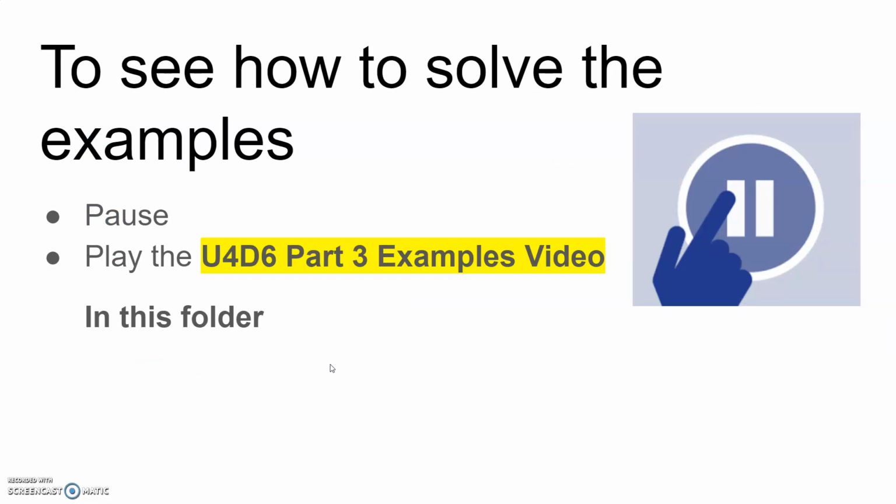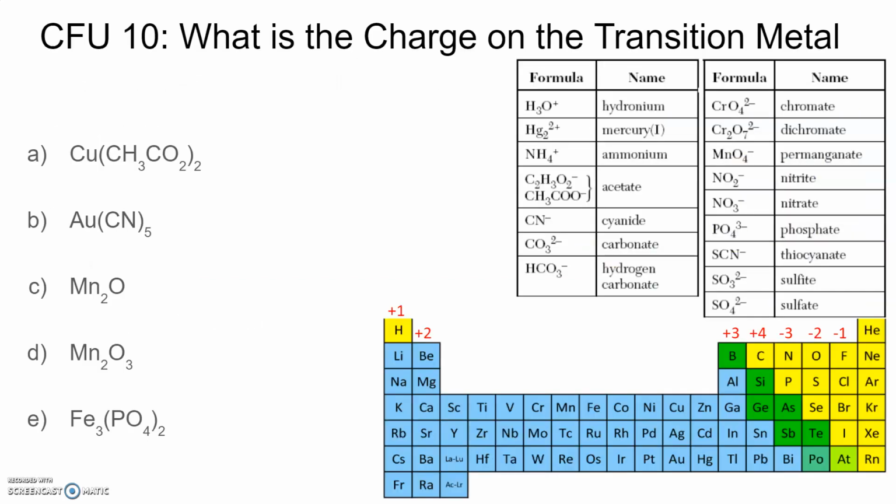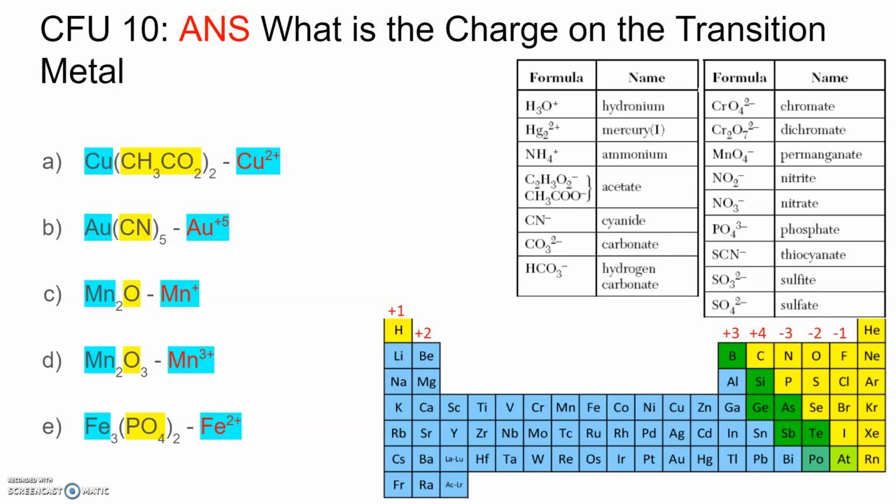So if you want to see these examples done out, you can pause the video and then do the part 3 examples video in this folder. Okay, so here you have your CFU example. What is the charge of the transition metal? And you're going to do that for each of the CFUs. So pause the video now. When you press play again, the answer will be revealed. All right, take a look. Here are your answers.